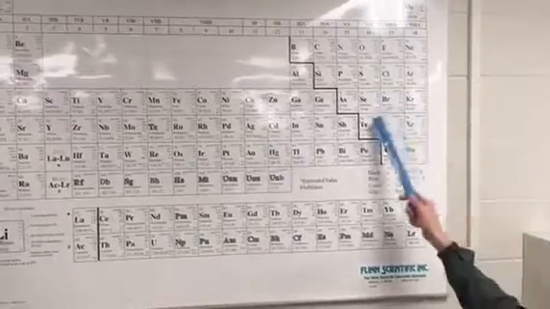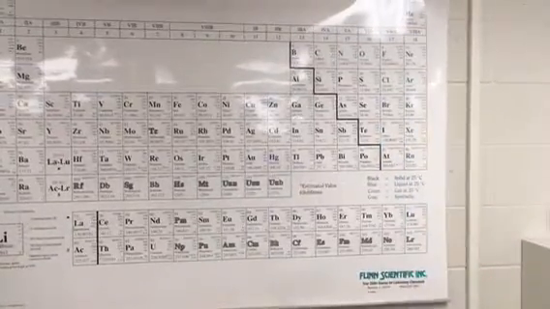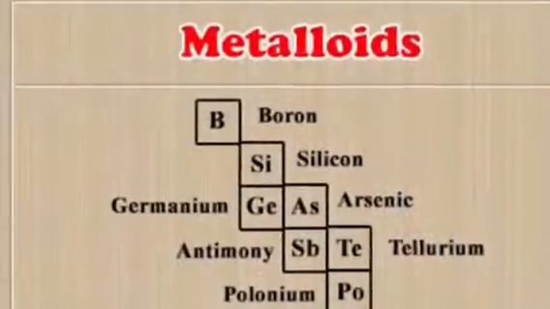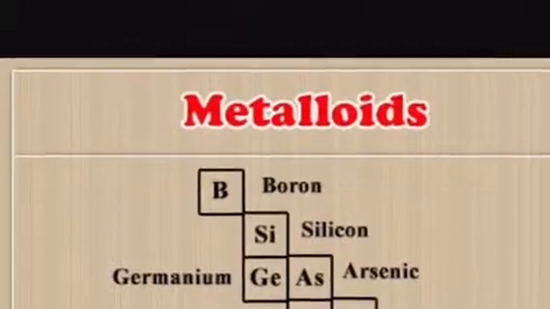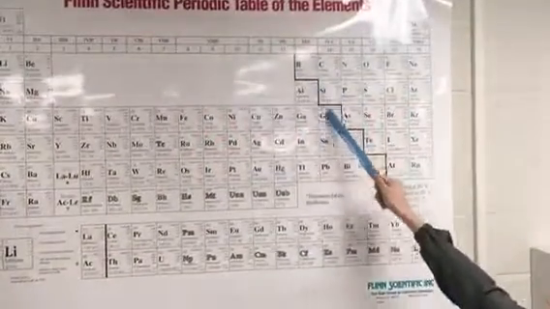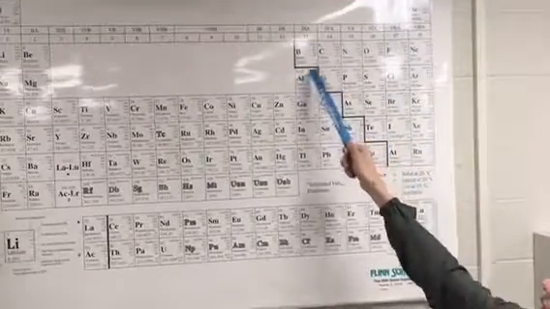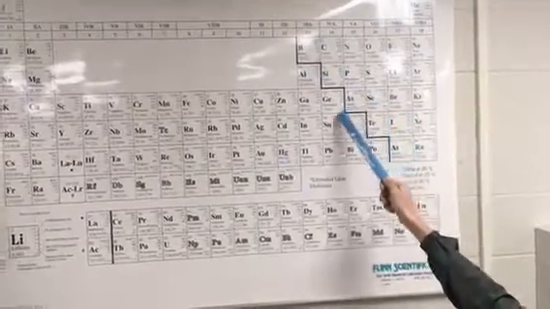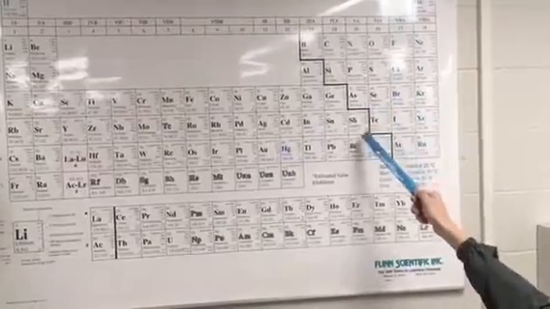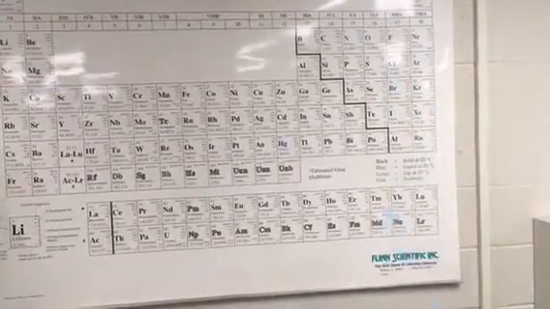Okay, so on our right side of the periodic table, we have our nonmetals. Right here, along this zigzag line, we have our metalloids. So we have boron, silicon, germanium, arsenic, antimony, and tellurium.